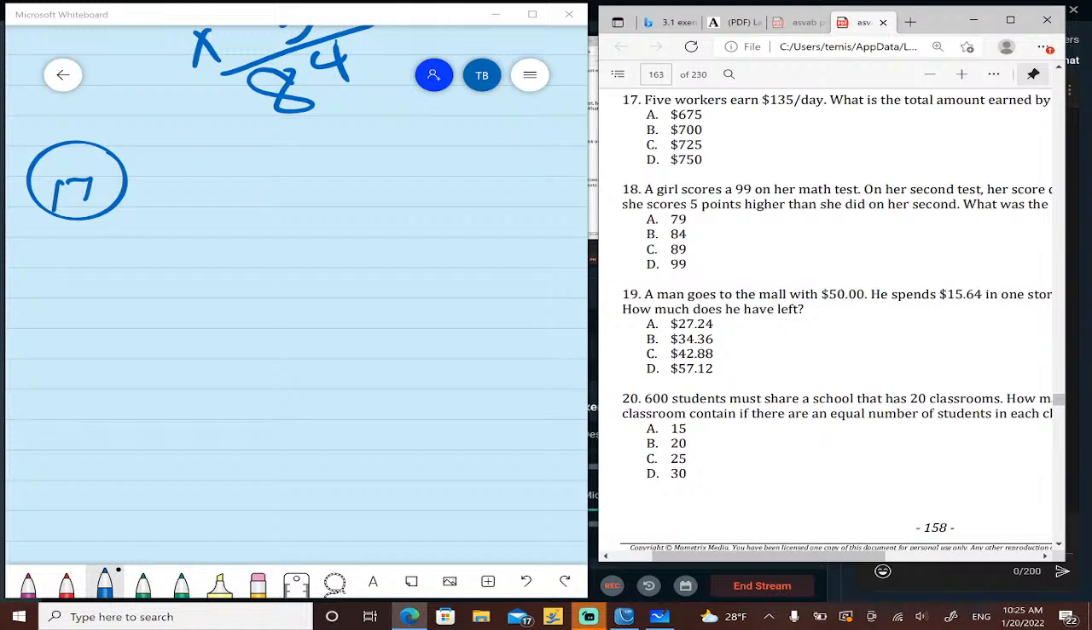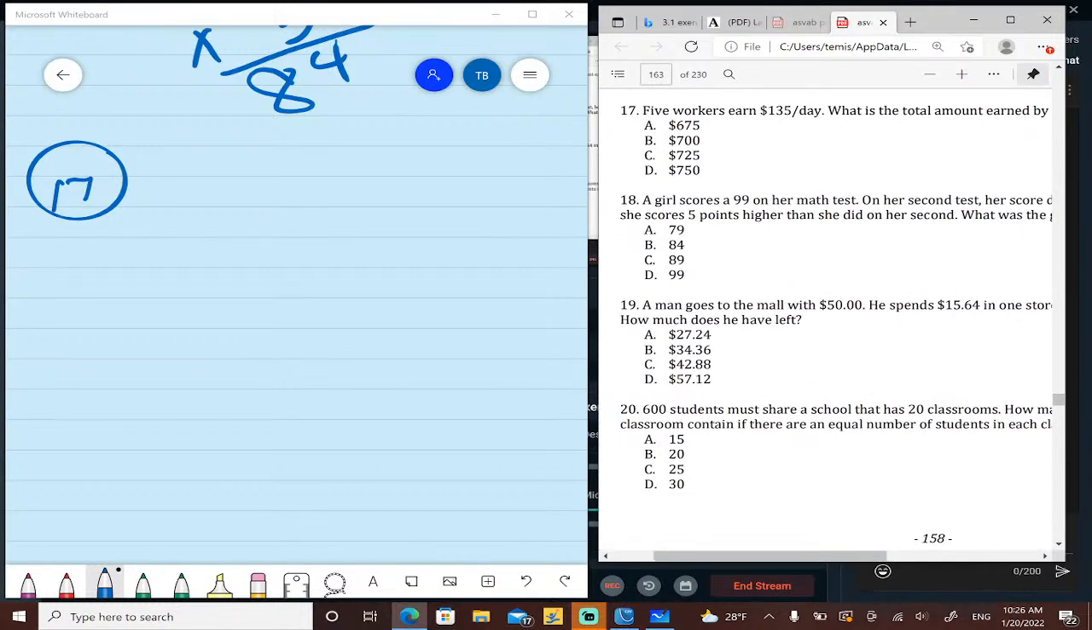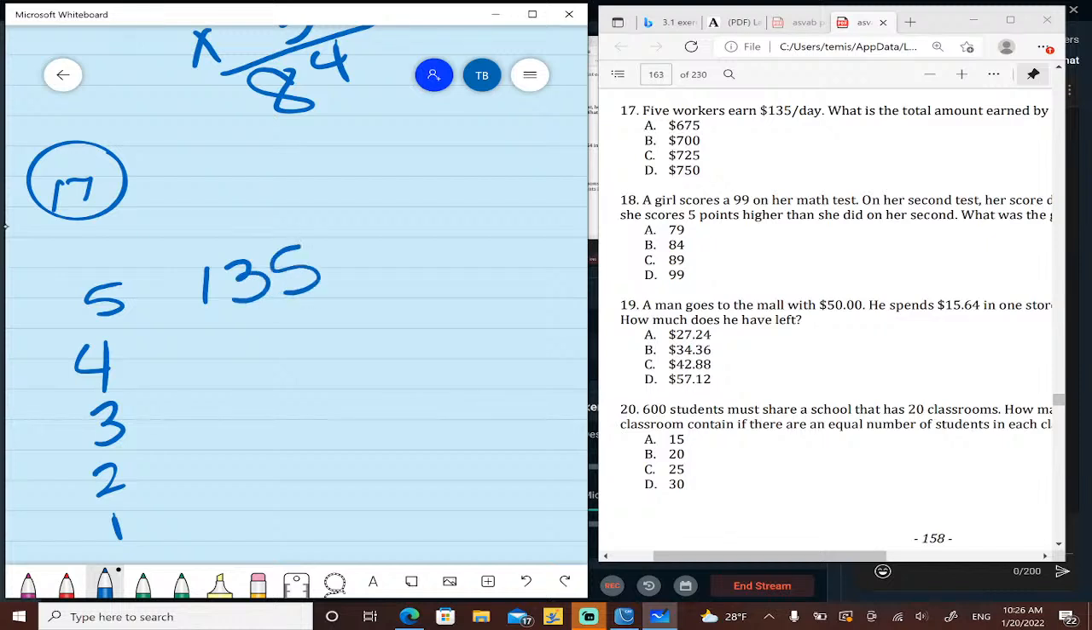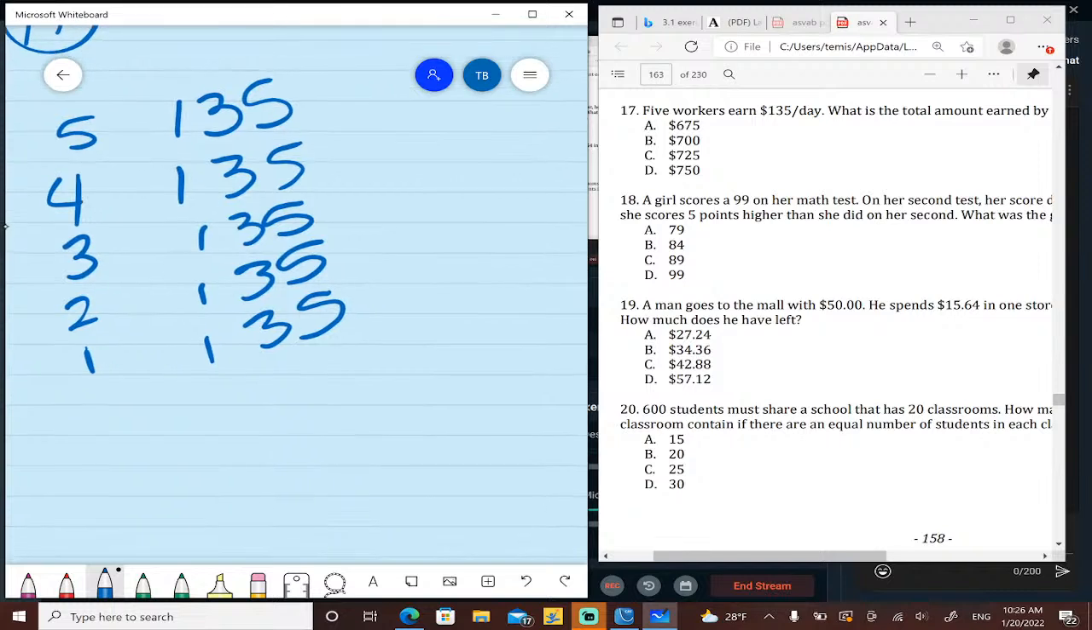Five workers earn $135 a day. What is the total amount earned by the 5 workers? Well, 5, 4, 3, 2, 1. They made 135, 135, 135, 135, and you better not be writing this out like this during that test. You better have practiced doing this enough so that you're not writing this stuff out, wasting time.